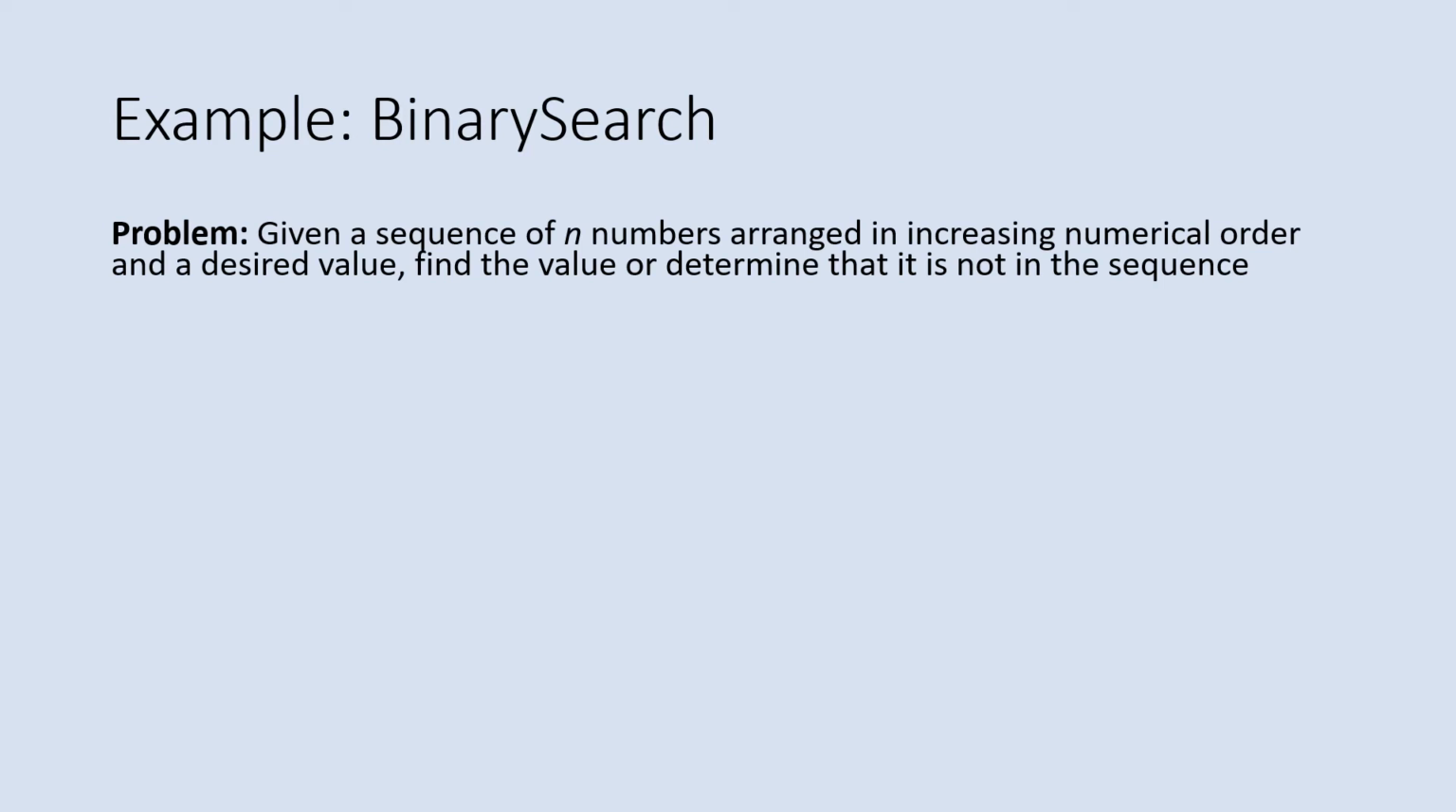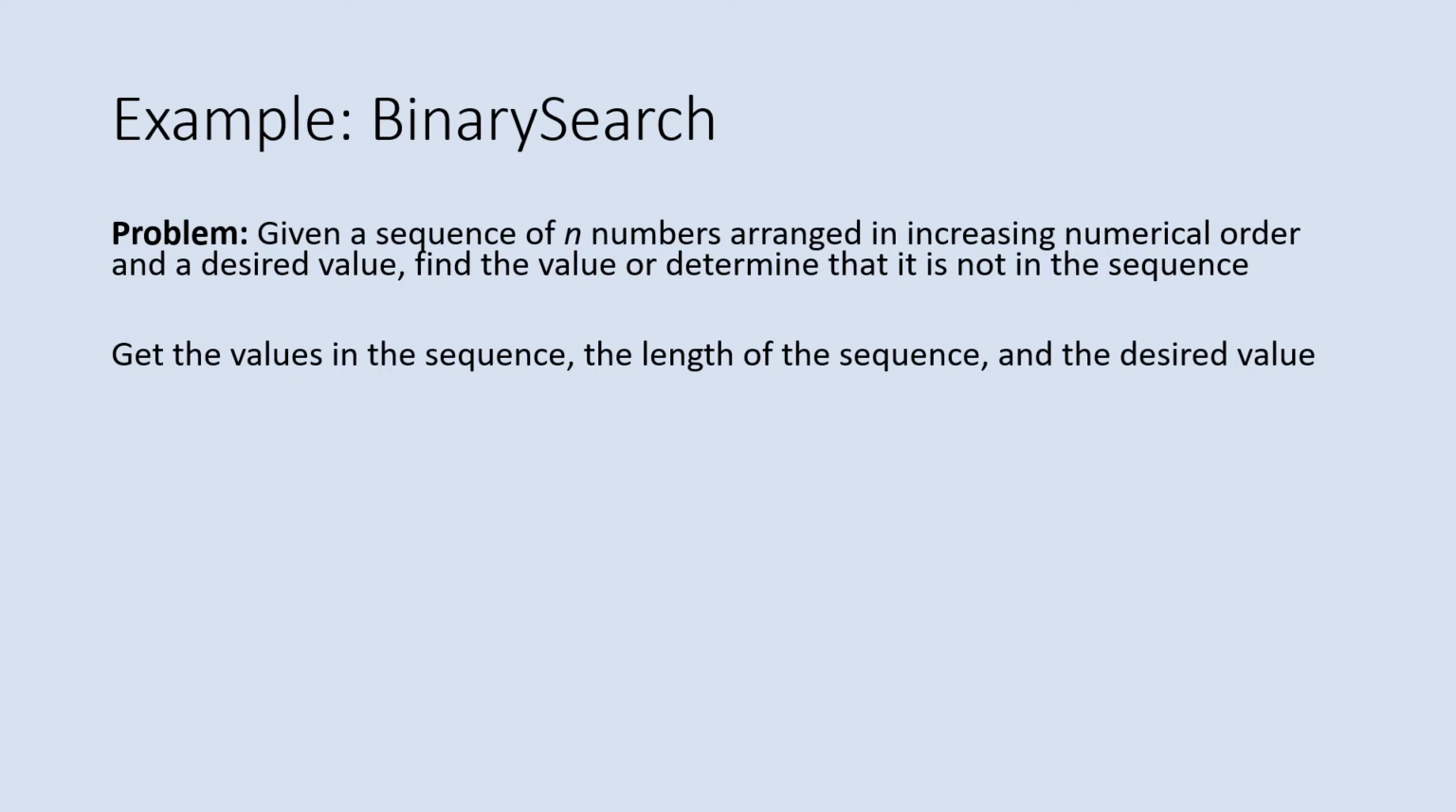So let's take a look at another problem. Given a sequence of n numbers arranged in increasing numerical order and some desired value, let's find the value in the sequence or determine that it's not there. So the idea is the number that we're looking for is hopefully in the sequence. We just don't know where, and our task is to find it, or to as efficiently as possible check through and find out that it's not in the sequence. So again, we get the values in the sequence, the length of the sequence, and the desired value.